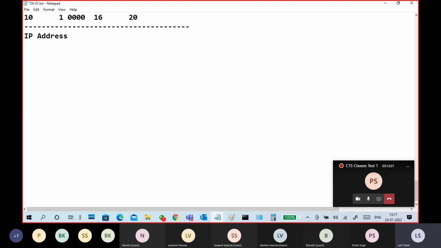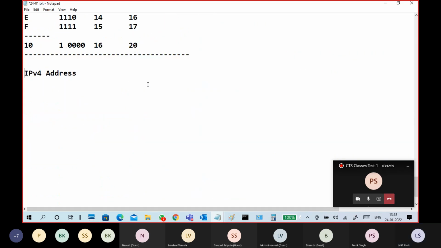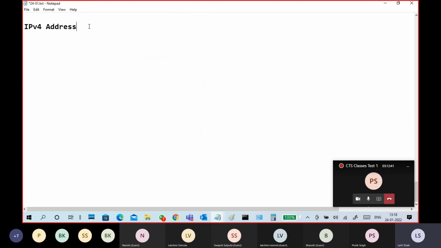IP address, and the important one is the IPv4 address. Here we are discussing the IPv4 address. We already discussed the difference between IPv4, IPv6 and so on, but now we are going into the IP addresses. IPv4 is 32-bit, 2 to the power of 32. How much? 4.3 billion. We are getting 4.3 billion IP addresses.